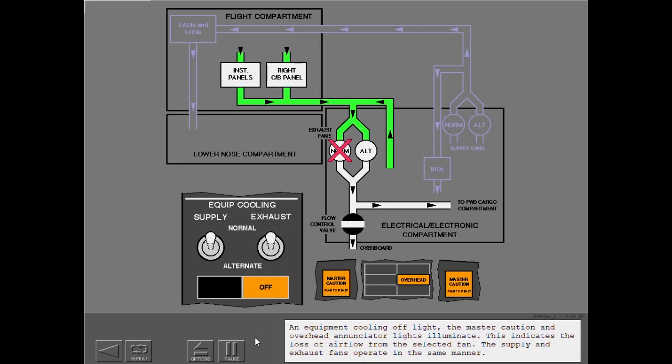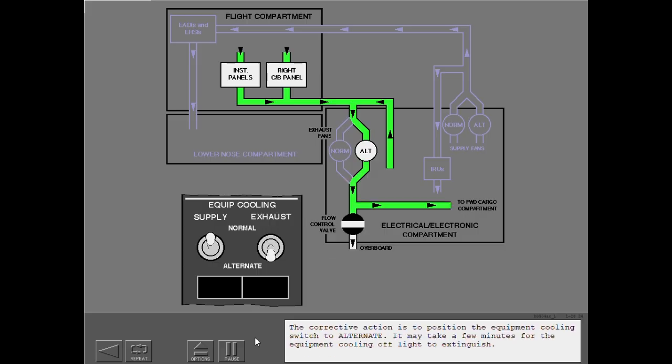An equipment cooling off light, the master caution and overhead annunciator lights illuminate. This indicates the loss of airflow from the selected fan. The supply and exhaust fans operate in the same manner. The corrective action is to position the equipment cooling switch to alternate. It may take a few minutes for the equipment cooling off light to extinguish.